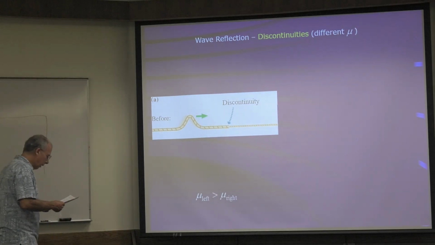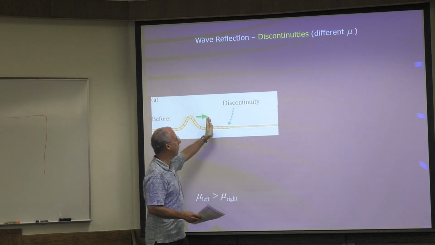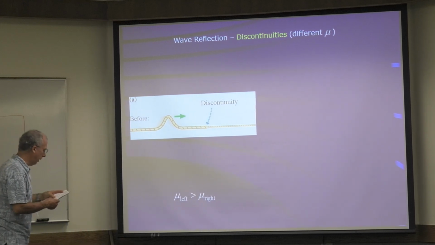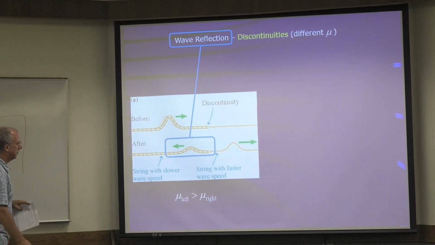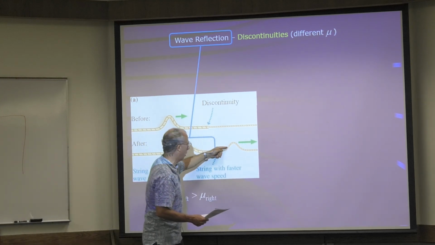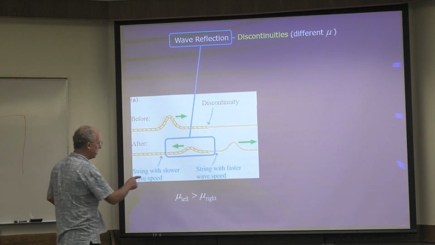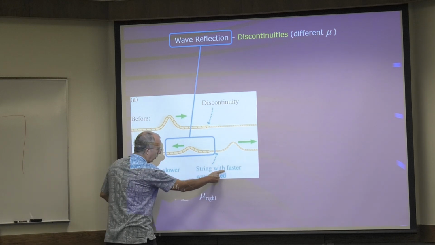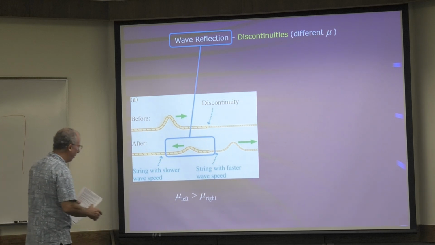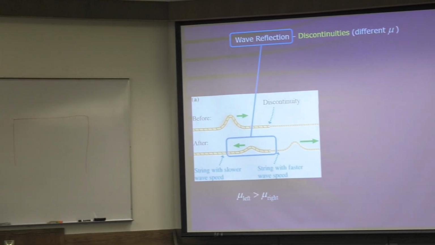So what's going to happen? When this wave pulse gets to the discontinuity, some of the wave is going to just keep going, but some of it is going to be reflected. That's the important thing. So let me show you that. See, the pulse just kept going, but some was reflected. Now here's something interesting. Notice it says here, string with faster wave speed, and here it says string with slower wave speed. Why is that? It's just because of this.